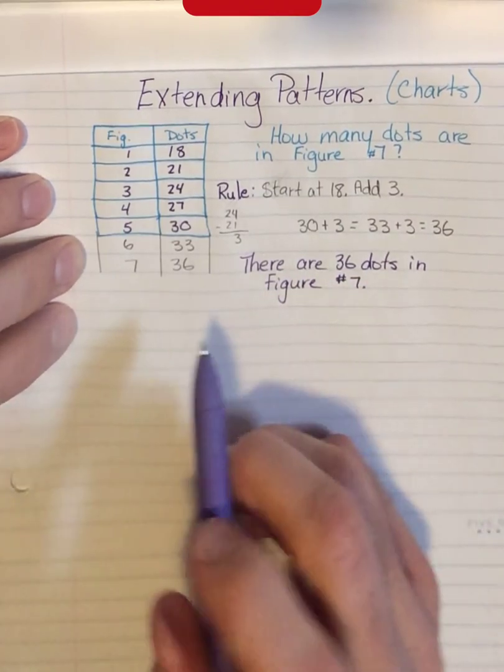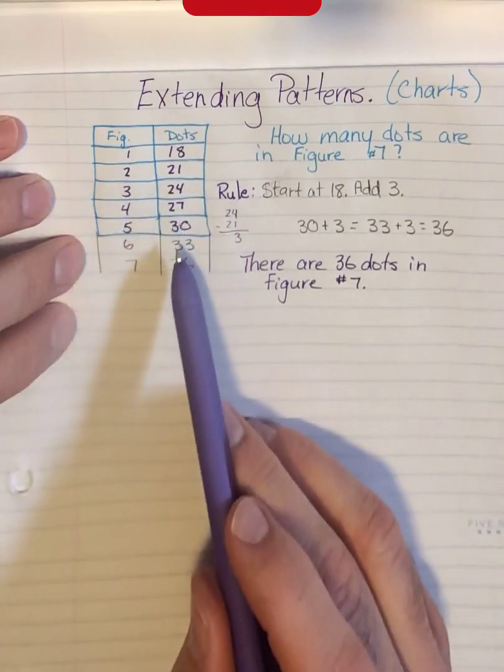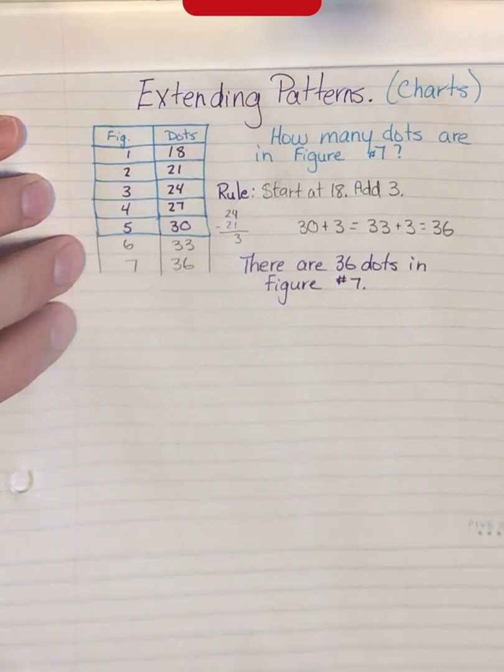Okay, so find the rule, make sure you have the right rule, and then just apply it to extend that pattern.